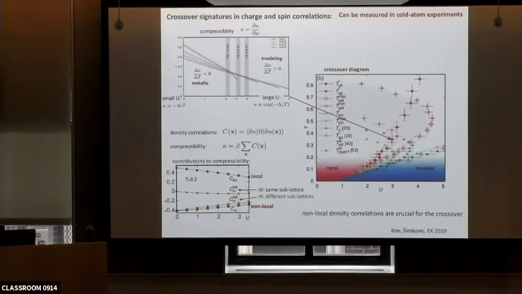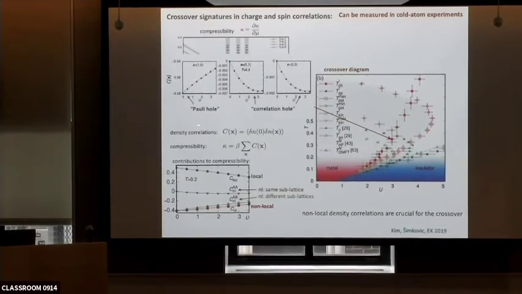In fact, if we were to switch off all the non-local effects, then this crossover line in compressibility would be moved beyond the double occupancy crossover line. So in this regime of the non-Fermi liquid behavior, the non-local correlations are crucial, and we can look in more detail at what they look like. I don't want to spend too much time on this, but we can see how the so-called correlation hole develops as we increase the interaction.